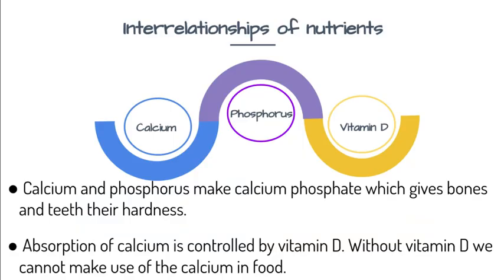We're going to start off with calcium, phosphorus and vitamin D. So the functions of calcium, phosphorus and vitamin D, how they work together. Calcium and phosphorus make calcium phosphate, which gives bones and teeth their hardness, the hard outer shell to the bones and teeth. Then where vitamin D comes into the interrelationship, the absorption of calcium is controlled by vitamin D. Without vitamin D, we cannot make use of the calcium in our food.